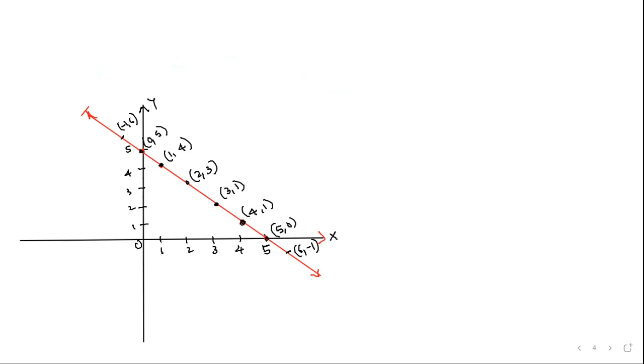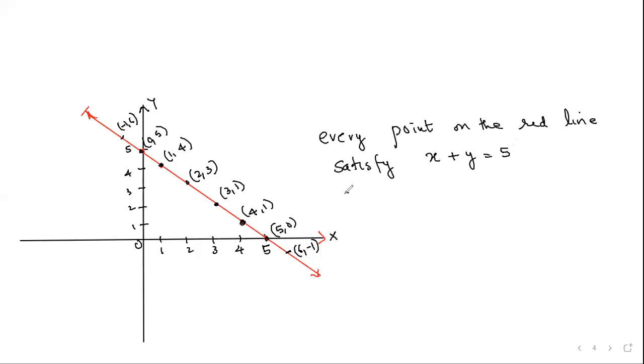Right, sir. Then write beside it, every point on the line, on the red line, satisfy the x coordinate plus y coordinate is equal to 5. Therefore, the equation of this line is x plus y equal to 5.